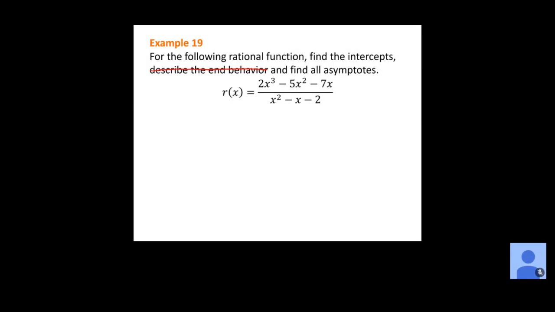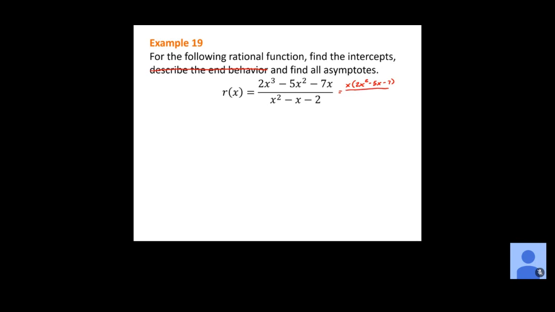All right, so what should we do first with this rational function? Good. Always factor first to see if any of your factors cancel out. So let's look at the numerator. What can we do first to start factoring that? Good, we have a common factor of x, so I'm going to bring that out. That's going to leave us with 2x squared minus 5x minus 7.